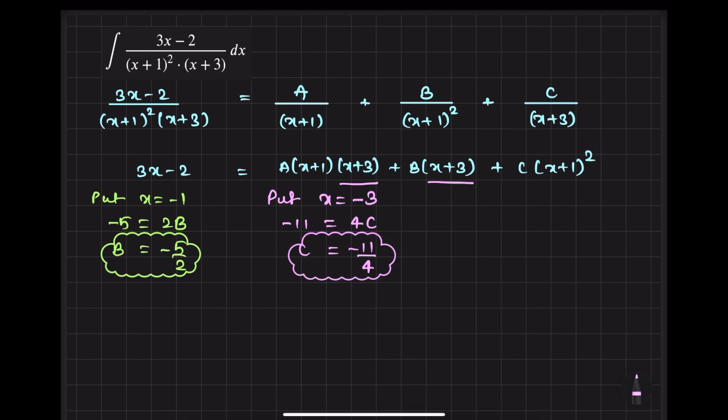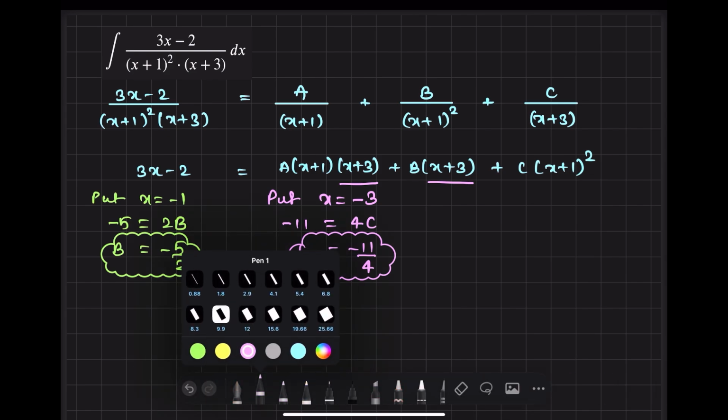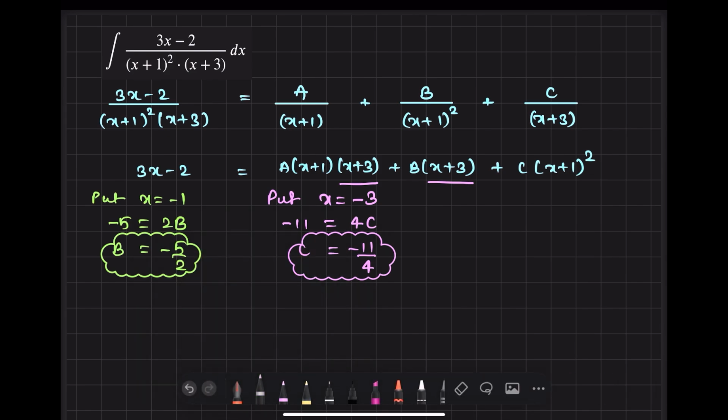Correct? Now we have to find the value of A. So how will we find the value of A? Look here. Only this part is time consuming, the remaining thing will be totally fine. For A, you know that you cannot take any random number, but can we think about putting x equals to 0? If we put x equals to 0, hopefully things will get simplified.